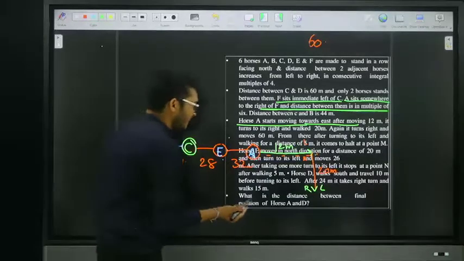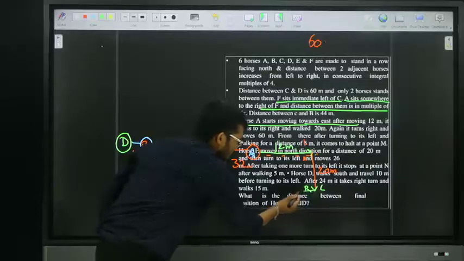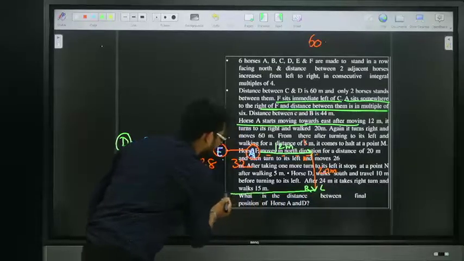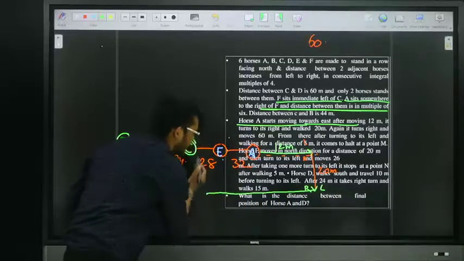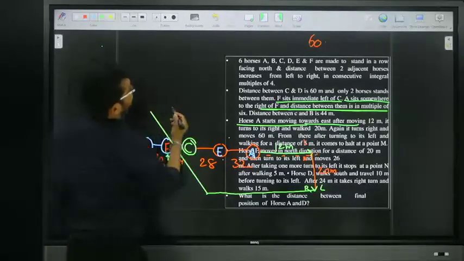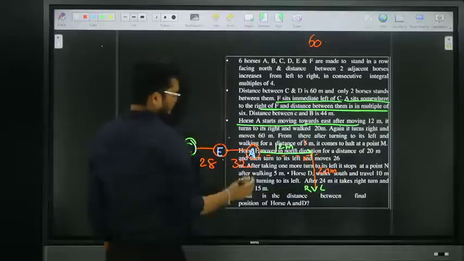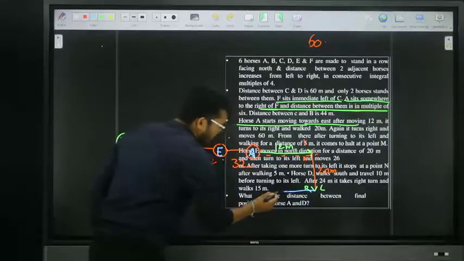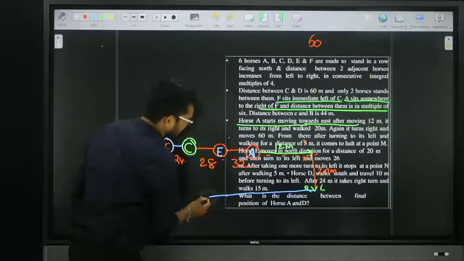16. That means here it turns to right and moves for 60, and moves for 60.